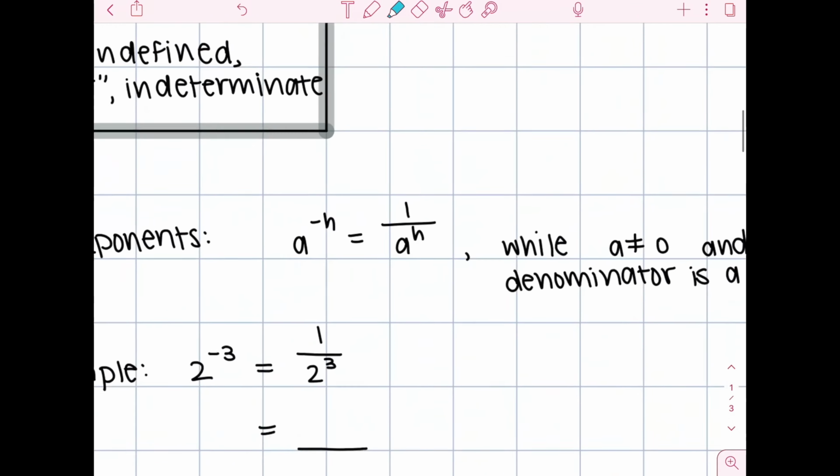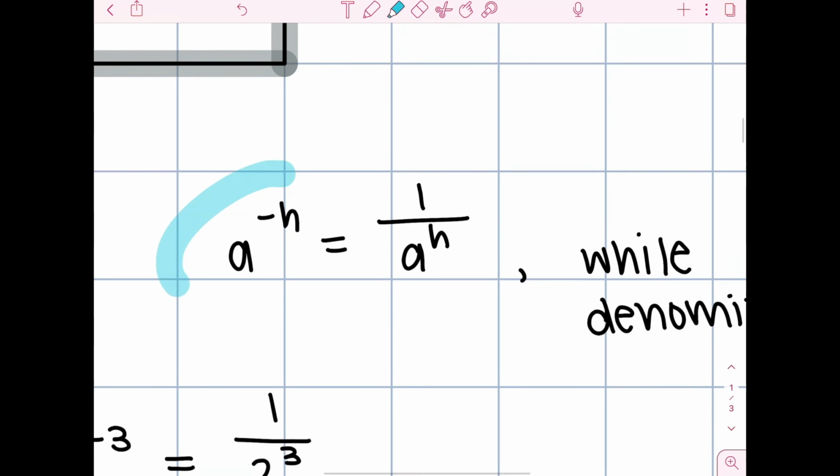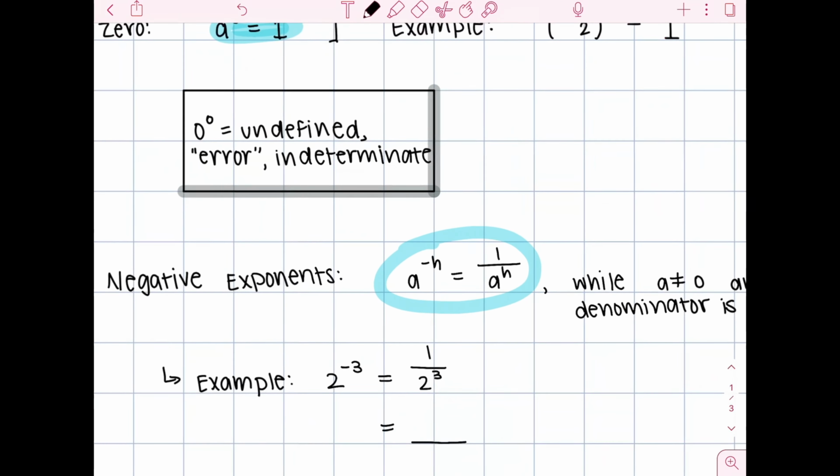Moving on, we have negative exponents. Our basic form for this will be a to the power of negative h is equal to 1 divided by a to the power of h. I like to think of it as you're just moving a to the power of h to the denominator, and that will take out the minus sign.